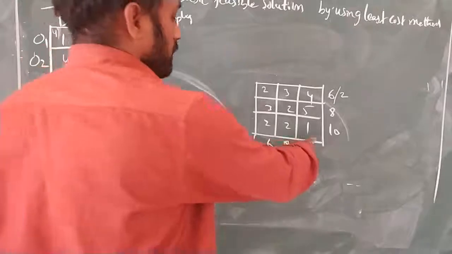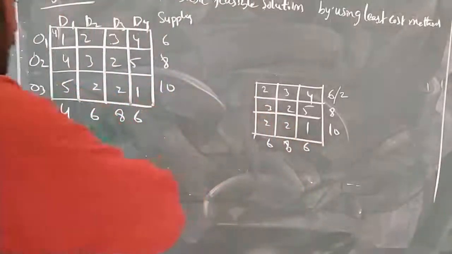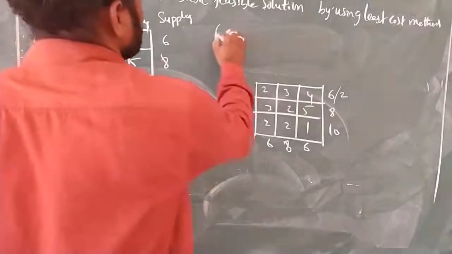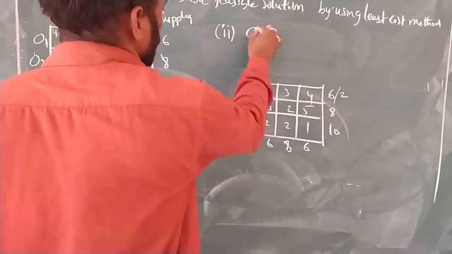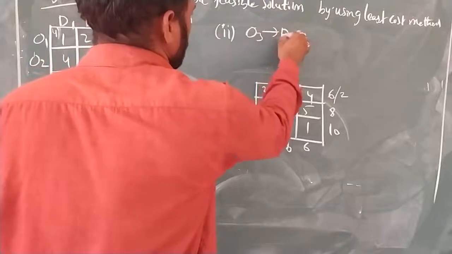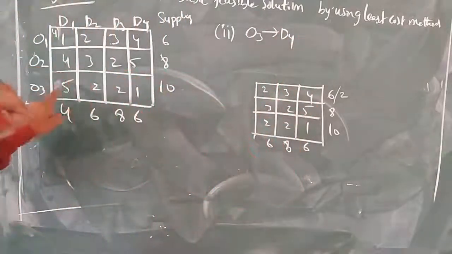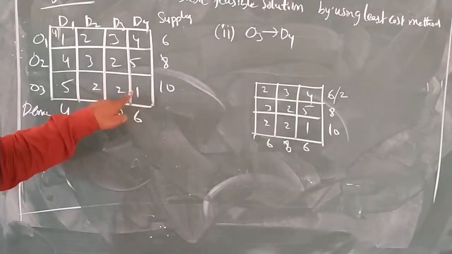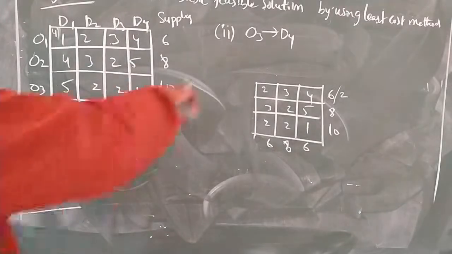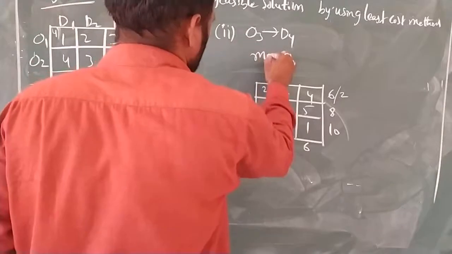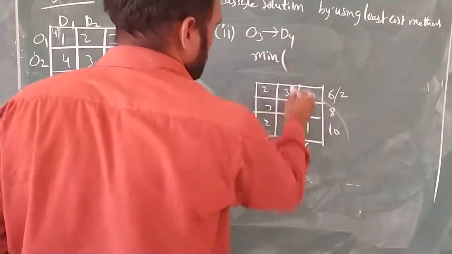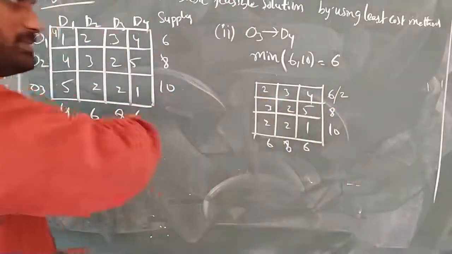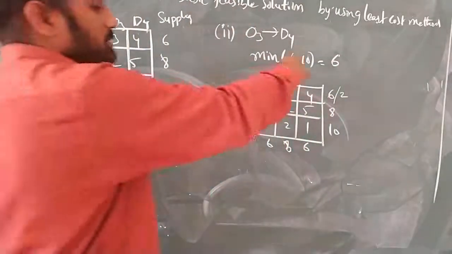So in this one, it is there at which value? It is there at O3 and D4. So step 2, O3, D4. So at O3 and D4 position, we are getting the minimum transportation value, minimum cost value. So we have to write here minimum of 6 comma 10. So in this, what is the minimum value? 6. So we need to subtract here 6 from both.